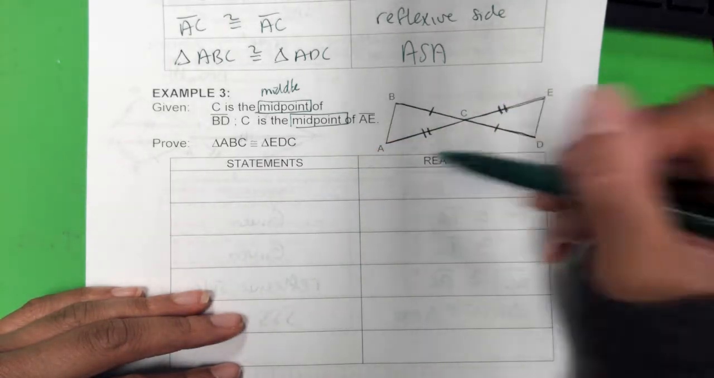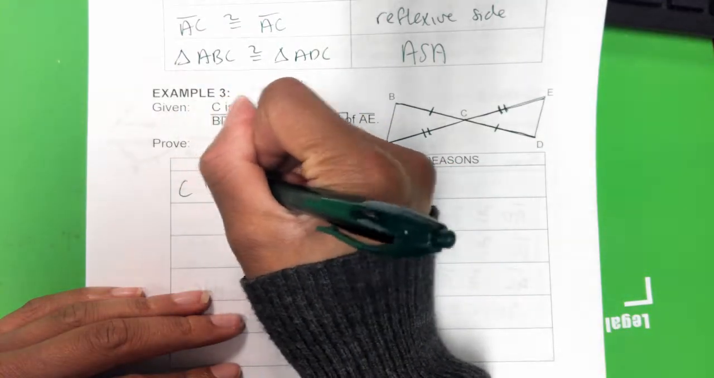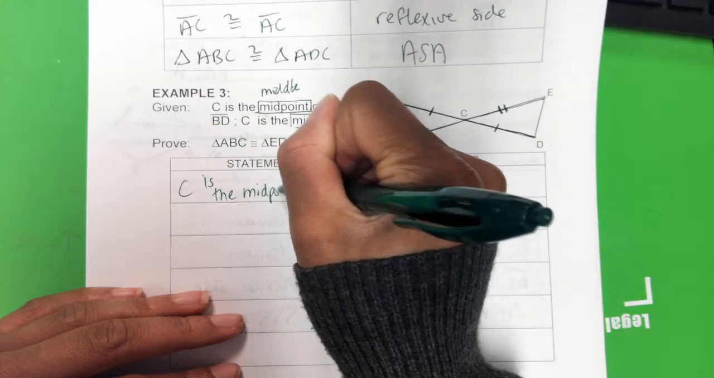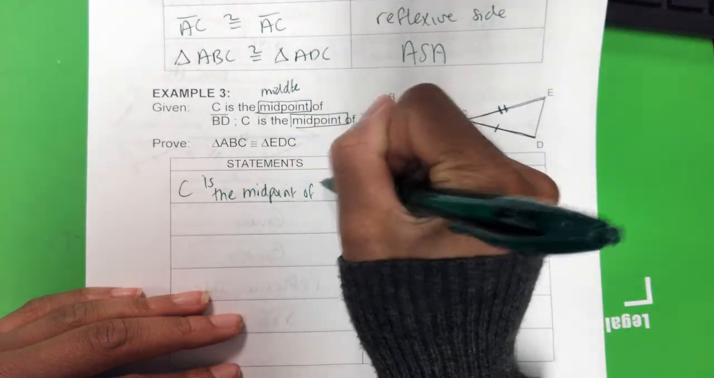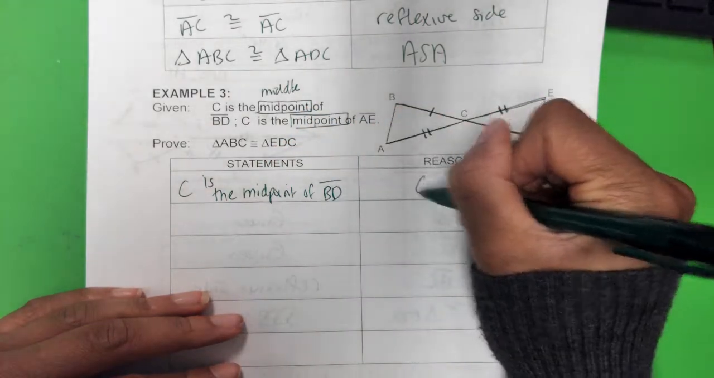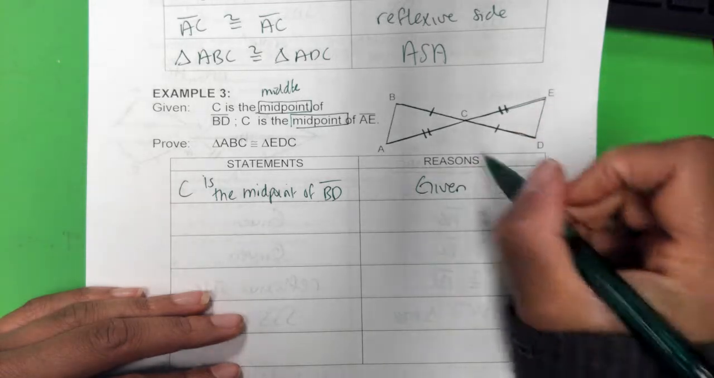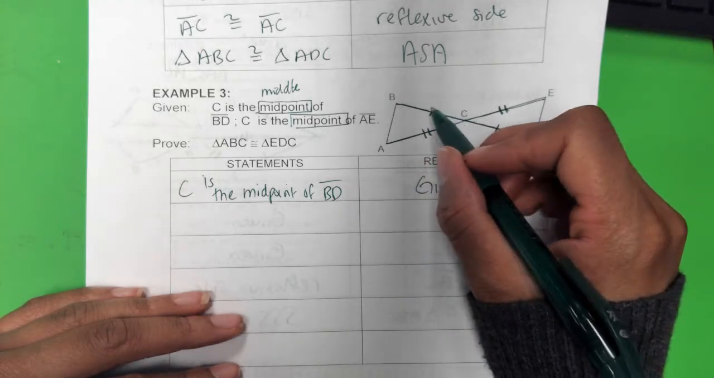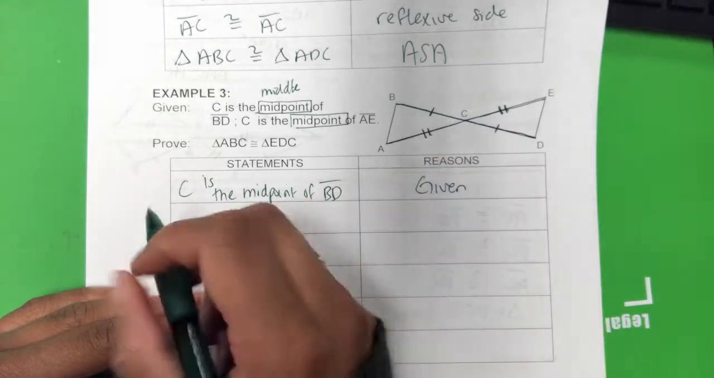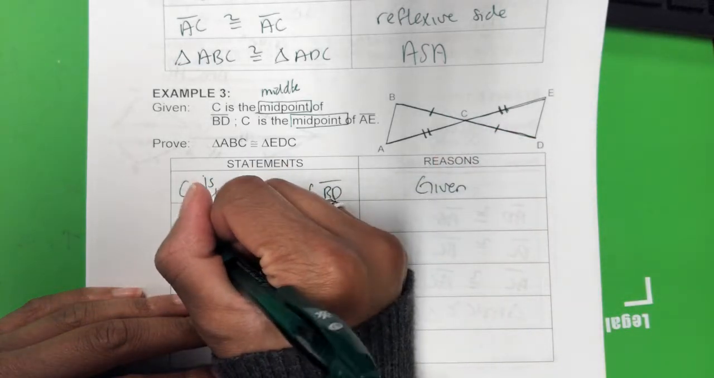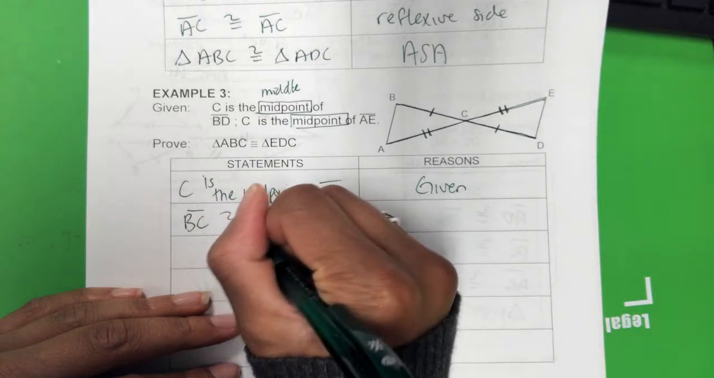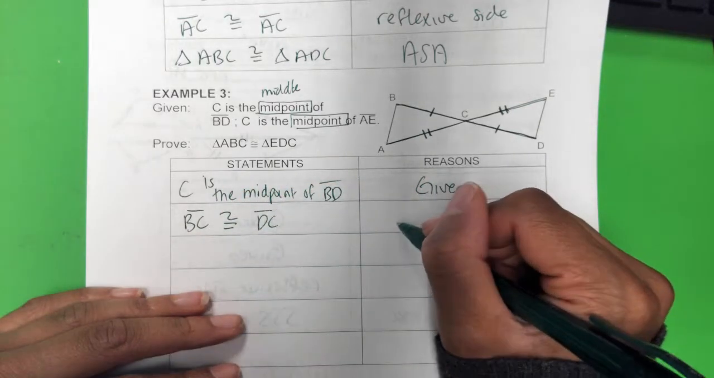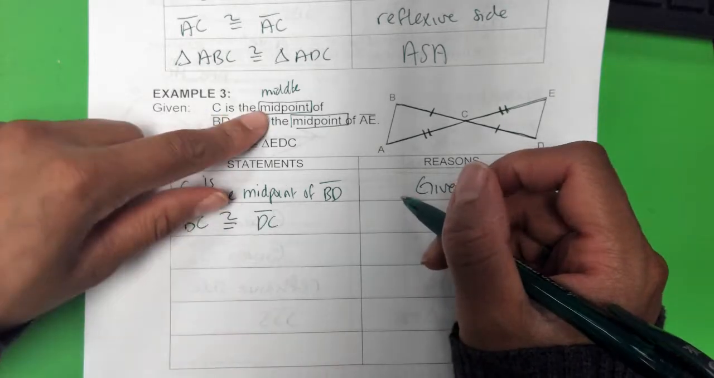So let's start off with our given statement. So C is the midpoint of line segment BD because it is given. And we know that because it was given, we deduced, or we realized that BC is congruent to CD. And that is pretty much the definition of midpoint.